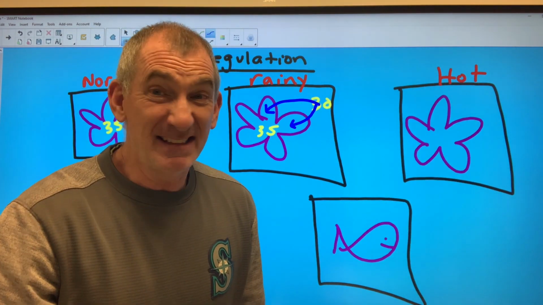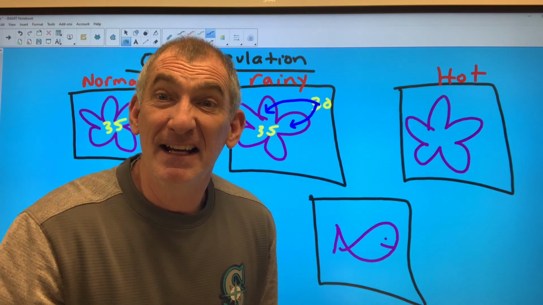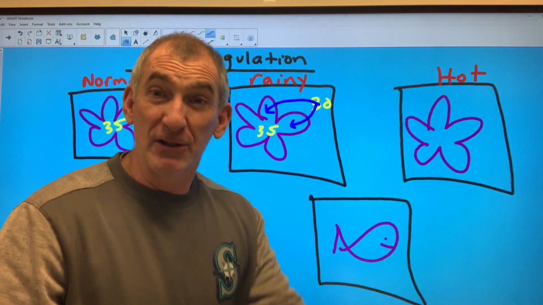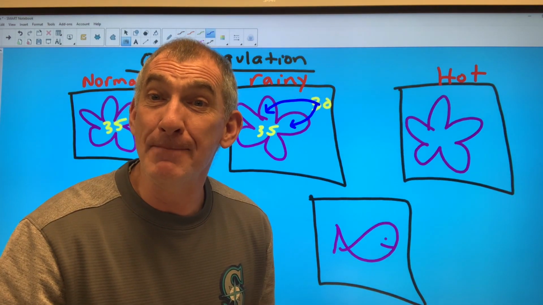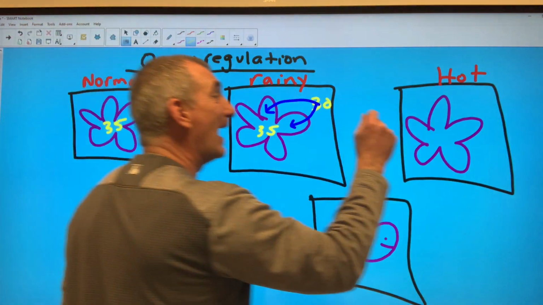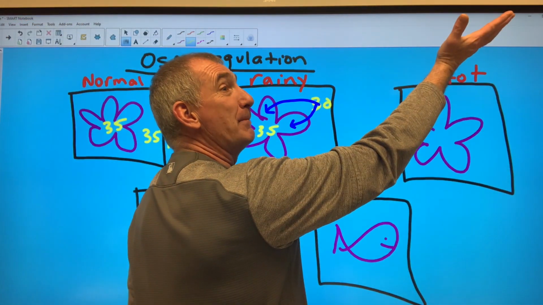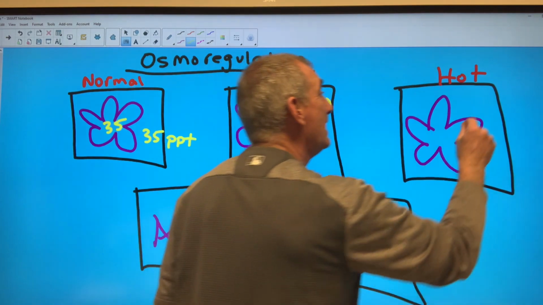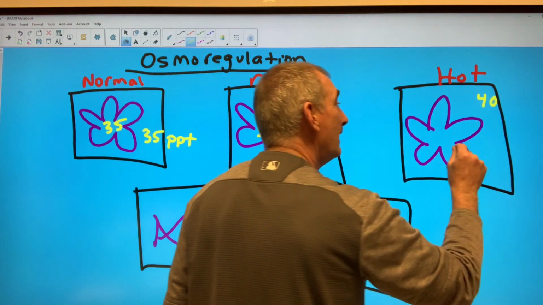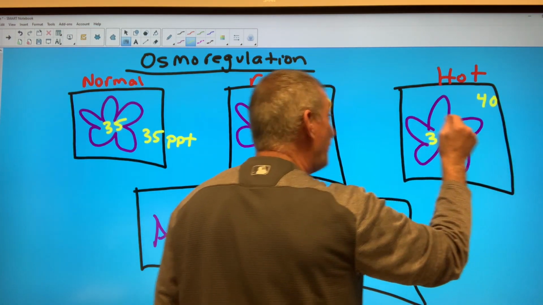Situation 3, it's a heat dome. It's hot. It's 106 degrees. There's low tide. What's the salinity of the tide pool? Yes, you're right. Water's going to evaporate. It's going to leave the salt behind. So it's going to be something like 40. Inside the starfish, it's going to be 35.